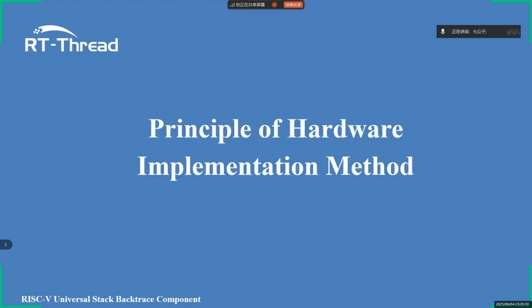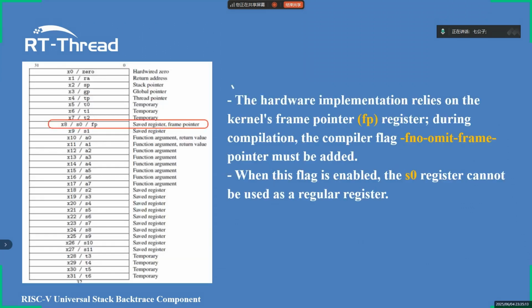So first, let me introduce the principle of hardware implementation. We can take a look at the hardware implementation method. It depends on the FP option of this kernel. When compiling, you need to add this compile parameter, which means not ignoring the frame pointer. If we don't ignore this FP, then the compiler will operate the FP during the compilation process. Once the above parameters are enabled, this register will be our S0, and this register will not be used as a regular general-purpose register.